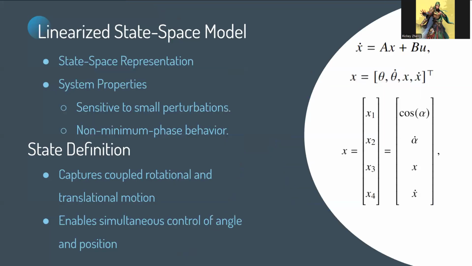When we linearize the dynamics about the small angle upright position, we get the standard state space form x dot equals Ax plus Bu, with the state vector x equals theta, theta dot, x, and x dot. This linear model strips away the full nonlinear complexity while preserving the essential behavior for moderate angular deviation.